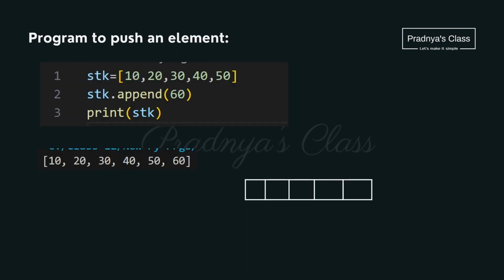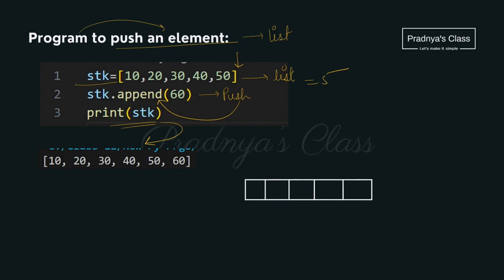Now let's try to understand with one simple example how to push an element into the stack that we are implementing using a list. Alright then, consider one simple list. The name of the list is STK. There are a total of 5 elements. Now I want to perform a push operation. For the push operation, we will be using the append function. You know, the append function adds the element at the last. So when we print that stack, you will get this output. Look at the output, 60 got added at the last. That is nothing but a push operation. So for the push operation, we will be using the append function of the list.